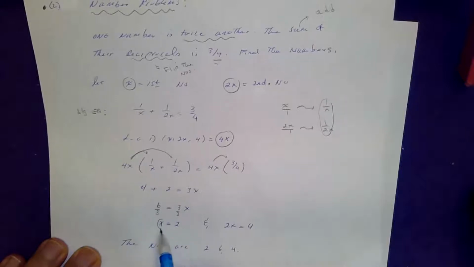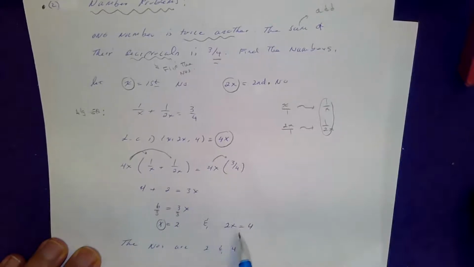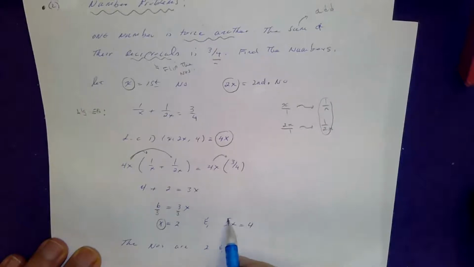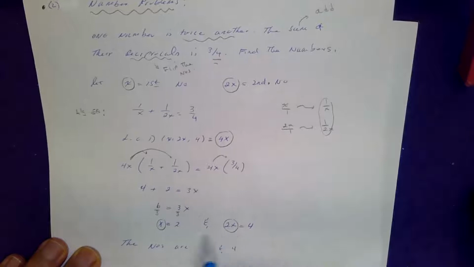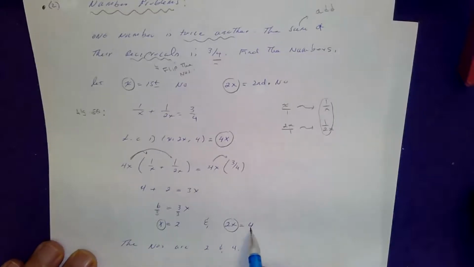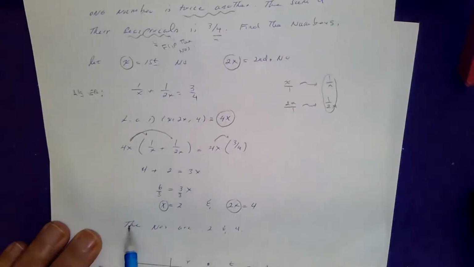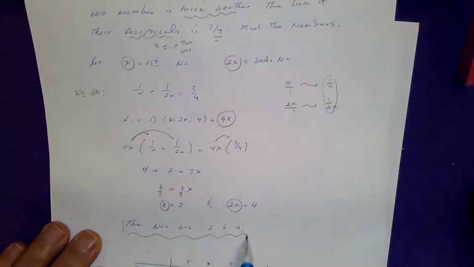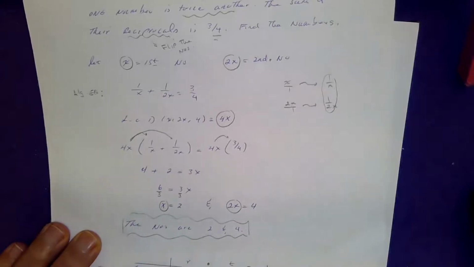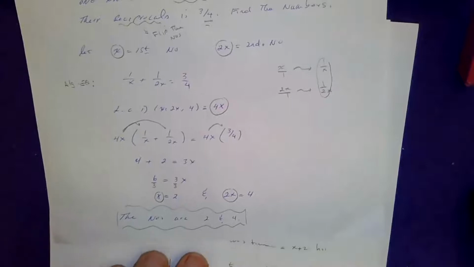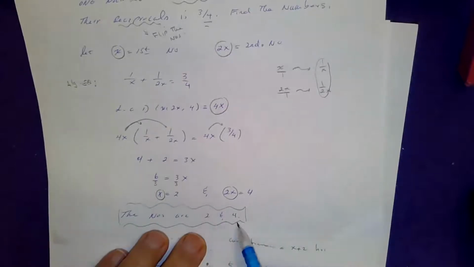So one of the numbers was 2. The other one was, excuse me, twice of the first one. Twice of 2 is 4. Final answer. The numbers are 2 and 4. And that makes sense. Notice one is twice of the other one.